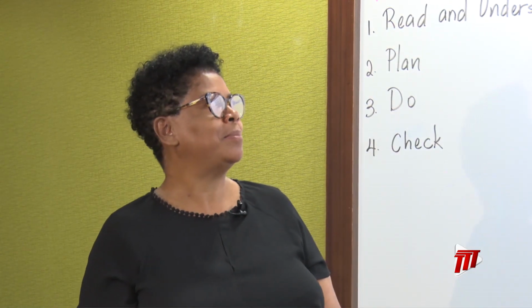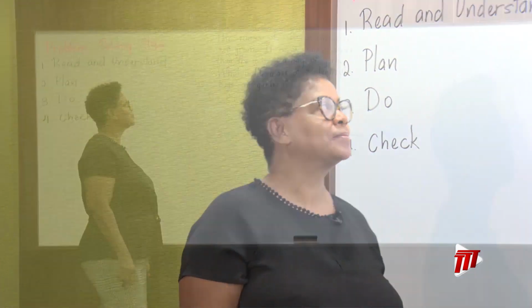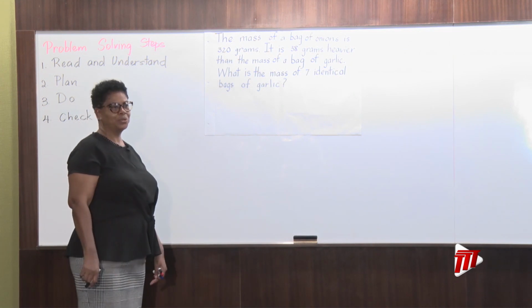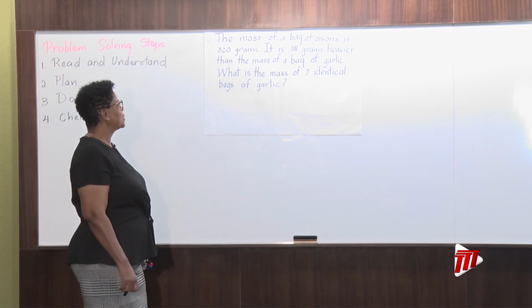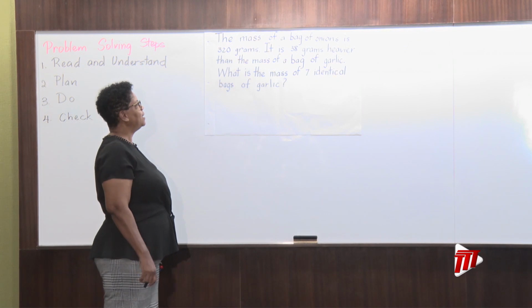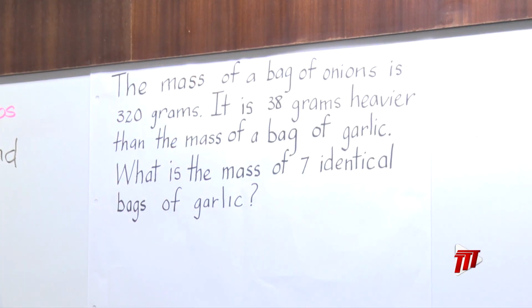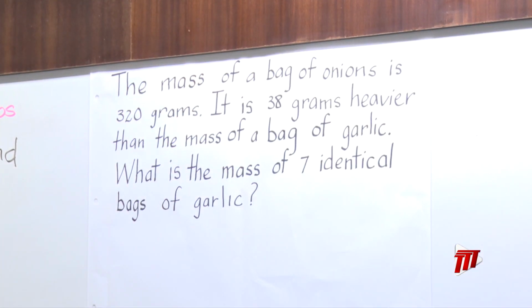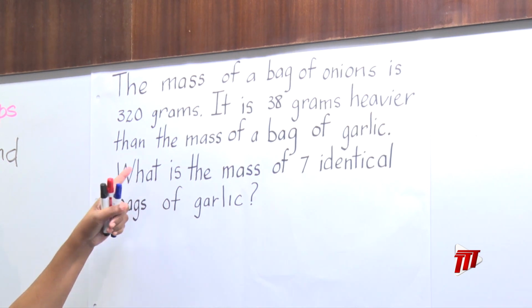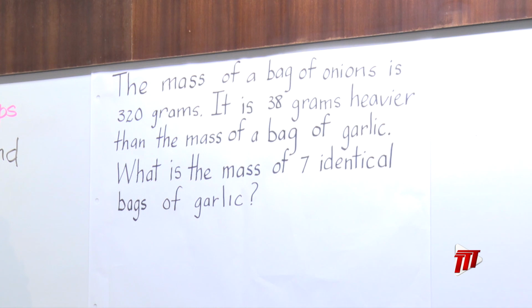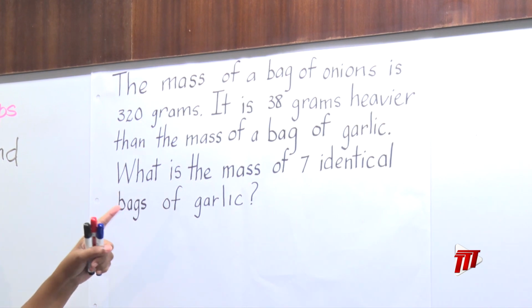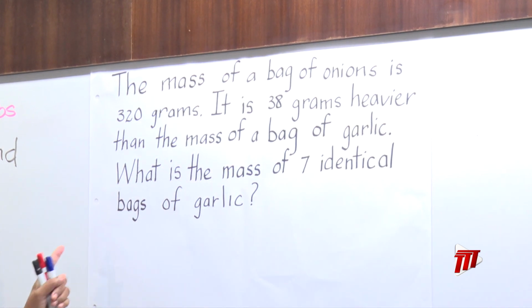Our first problem starts in the kitchen. And as I read it to you, you can read it at home. The mass of a bag of onions is 320 grams. It is 38 grams heavier than the mass of a bag of garlic. What is the mass of 7 identical bags of garlic?